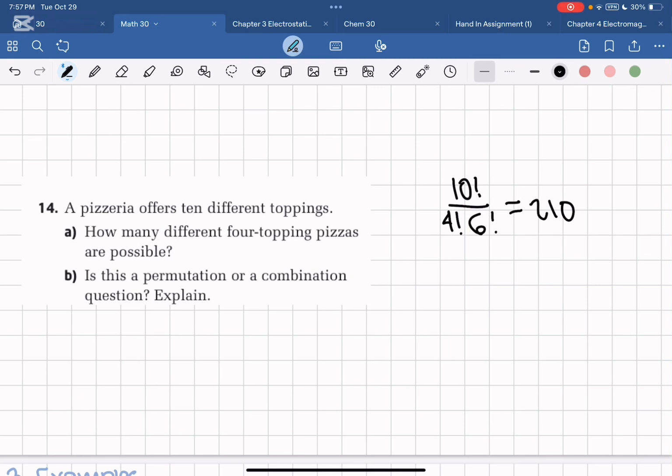Now, part B asks you if this is a permutation or combination question. To determine this, you just have to figure out the context of the question, and this is also an important skill to have, especially when you do your quiz, because he's going to try to trick you. The important thing to differentiate between a combination scenario and a permutation scenario is that in permutation, order matters, and in combination, order does not. In the context of a pizza, it does not matter what order you place each topping in. So it is a combination question.